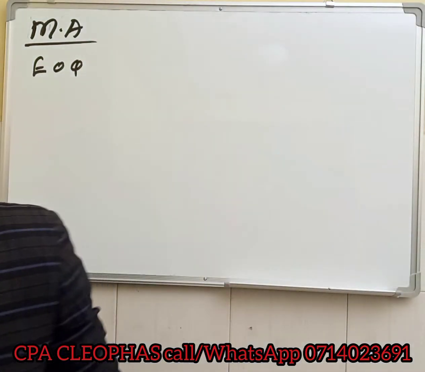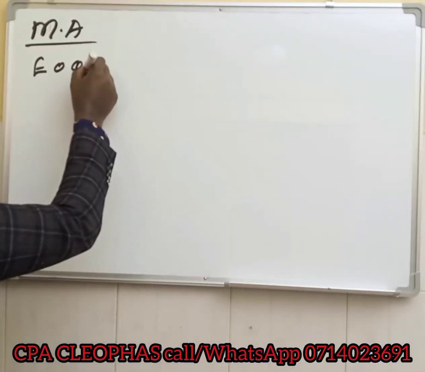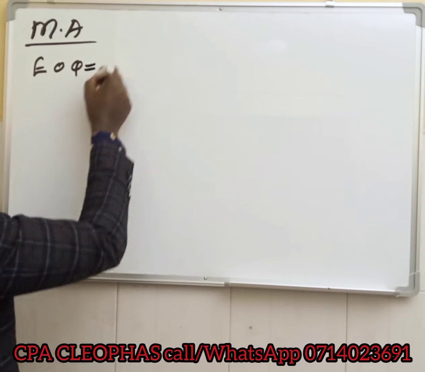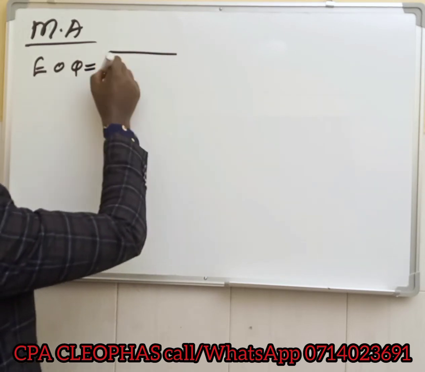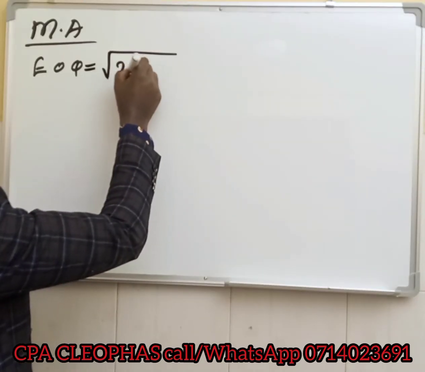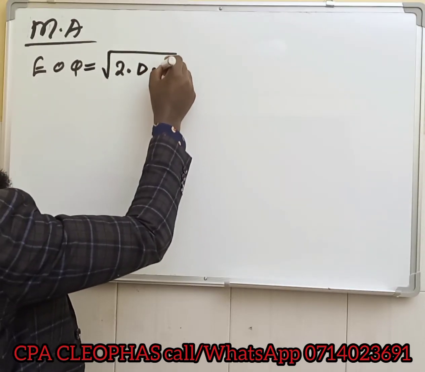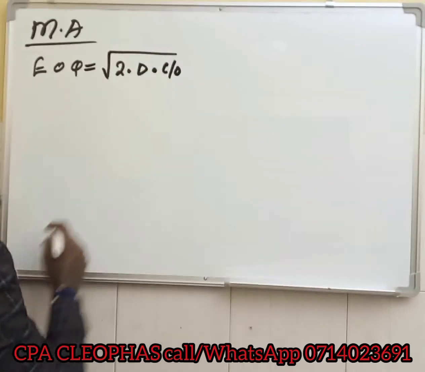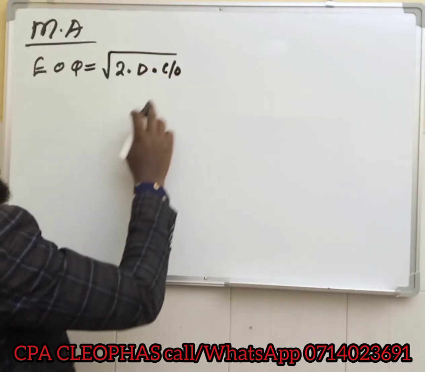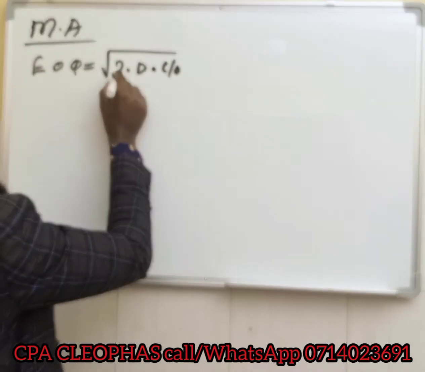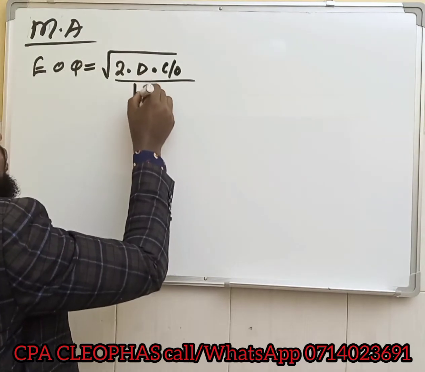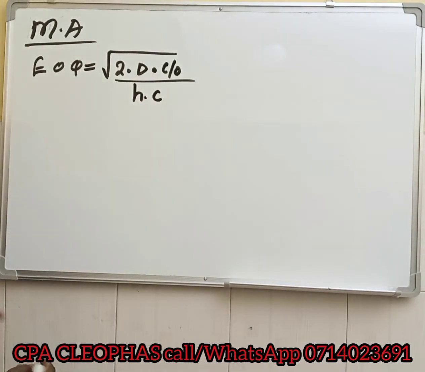So for you to determine the EOQ, this is the formula. EOQ is equal to the square root of 2 times the annual demand times the ordering cost per order, which I have written as C subscript O, to mean ordering cost per order, all over the holding cost, which is also known as the carrying cost.